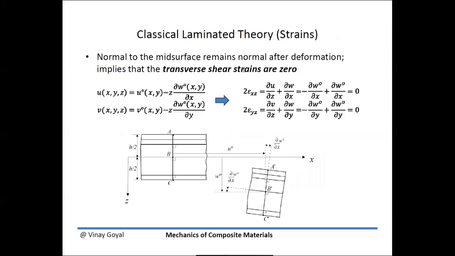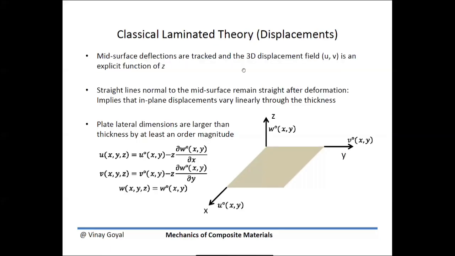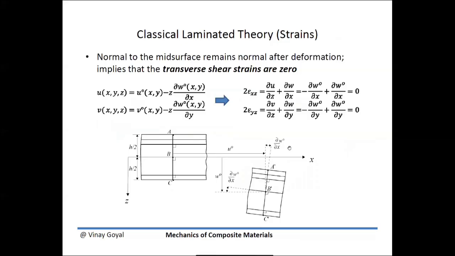And the reason that is the case is because we just told you that z, which is normal to the surface, is going to stay perpendicular to the mid surface of the plate, which means that the angles zx and zy are not going to change. Therefore, these strains, which we had discussed previously, the transverse shear strains, are zero.